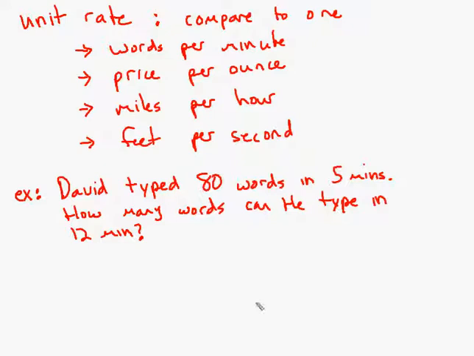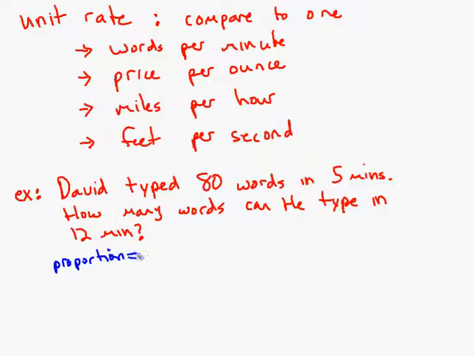Okay, so I'll read the word problem to you. It says, David typed 80 words in 5 minutes. How many words can he type in 12 minutes? There are 2 ways to do this. Let's do it with a proportion first. So this is the proportion way.